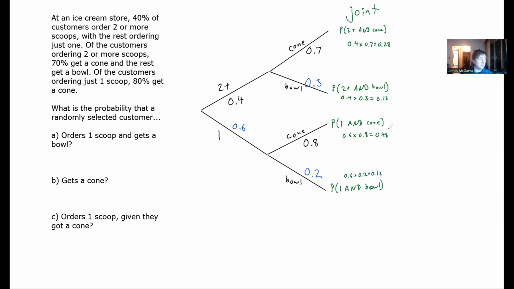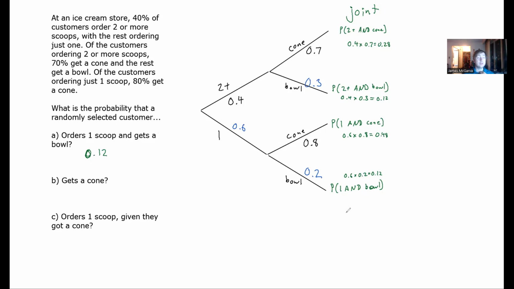So these are the joint probabilities. And that actually answers part A: orders 1 scoop and gets a bowl. We've got that here. That's this one down here, the 0.12. So that's sorted. What's the probability that someone gets a cone? Now we have to figure out what's the probability someone gets a cone. That's not actually any of the things we've got here.